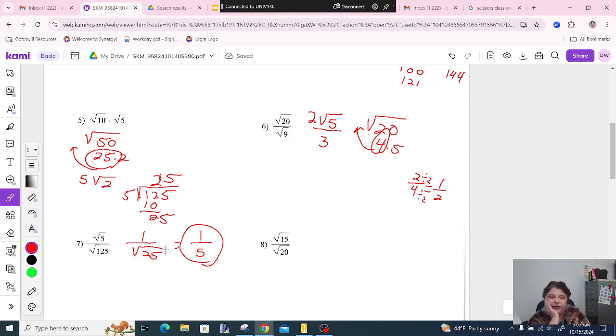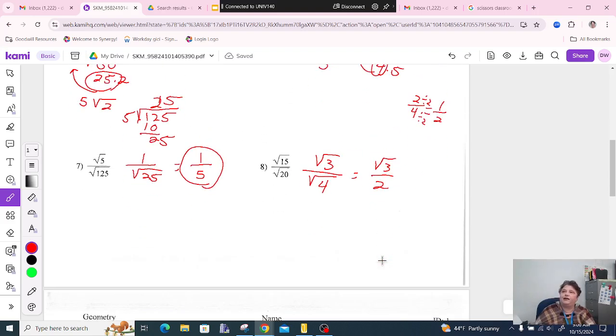Okay, so let's go ahead and divide. What number can divide into 15 and 20 equally? 5. So this would be square root 3 over square root 4. But I know the square root of 4. So that would be square root 3 over 2.